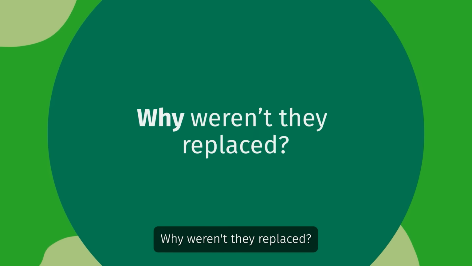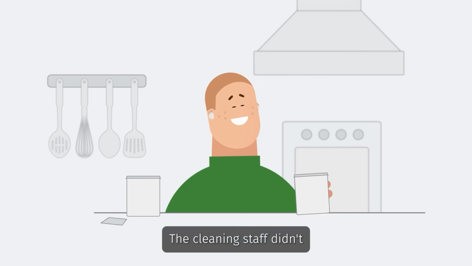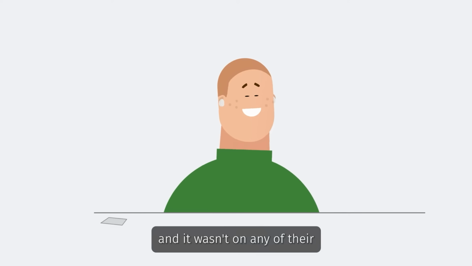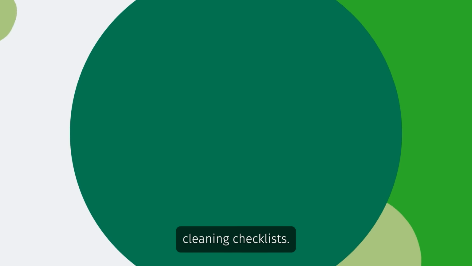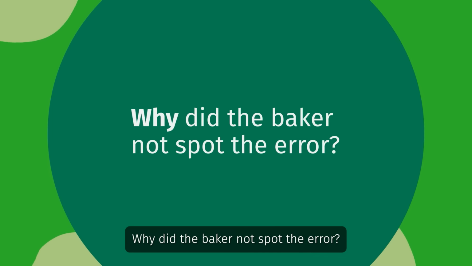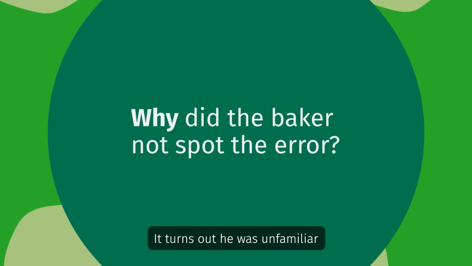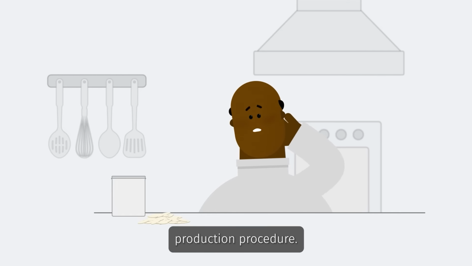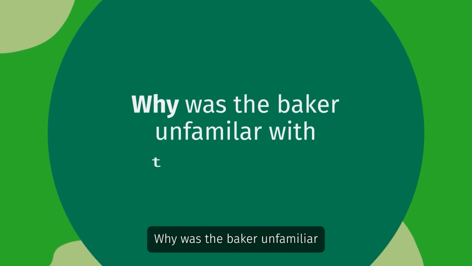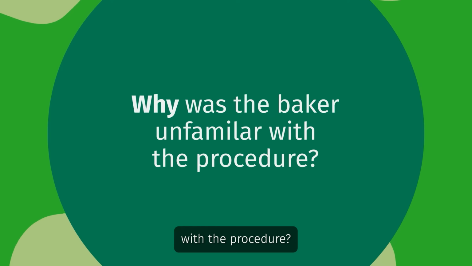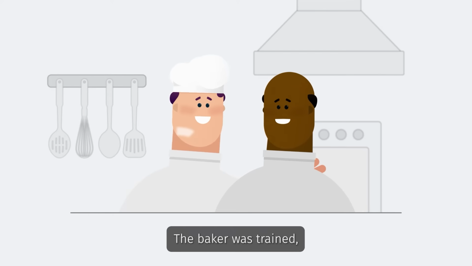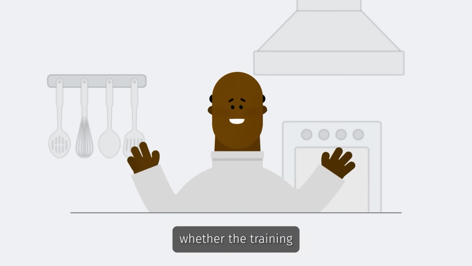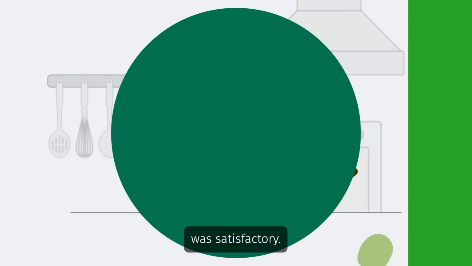Why weren't they replaced? The cleaning staff didn't consider the impact of this, and it wasn't on any of their cleaning checklists. Why did the baker not spot the error? It turns out he was unfamiliar with the complete production procedure. Why was the baker unfamiliar with the procedure? The baker was trained, but there was no sign-off process to determine whether the training was satisfactory.